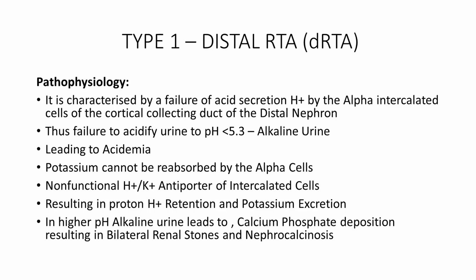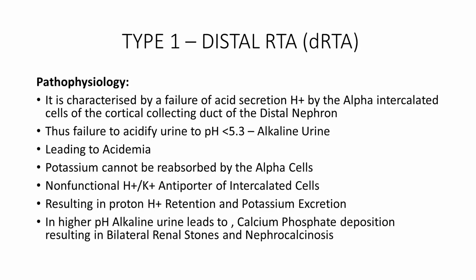Now, the pathophysiology of type 1 distal RTA is that it is characterized by failure of acid secretion, that is hydrogen ion, by the alpha intercalated cells of the cortical collecting duct of the distal nephron. Alpha intercalated cells, you must have read intercalated cells in your physiology. So it is the failure of acid secretion by the alpha intercalated cells of the cortical collecting duct of the distal nephron. Thus, failure to acidify urine to less than 5.3 pH, producing alkaline urine, leading to acidemia.